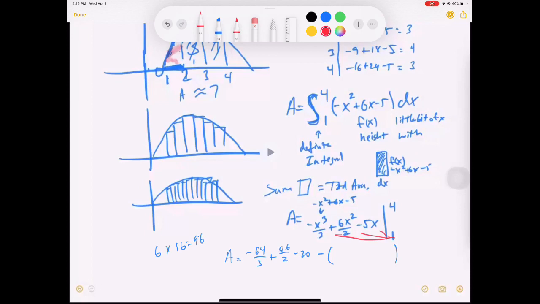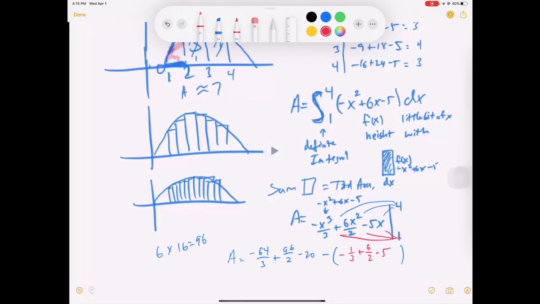Previously we did 4. That's how we got 64 over 3, 96 over 2, and negative 20. And we're going to plug in our 1. It's going to give us negative 1 over 3 plus 1 squared is 1, so it would be 6 over 2. Minus 5. Let's simplify some of these.